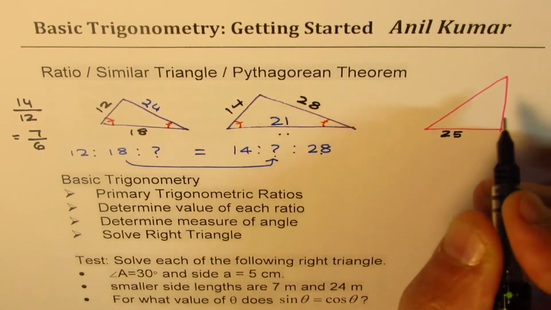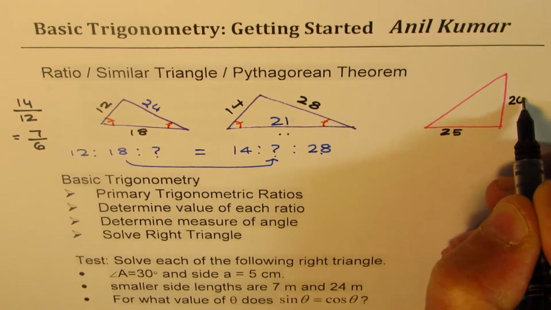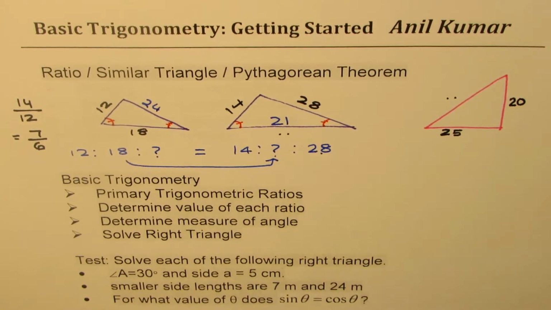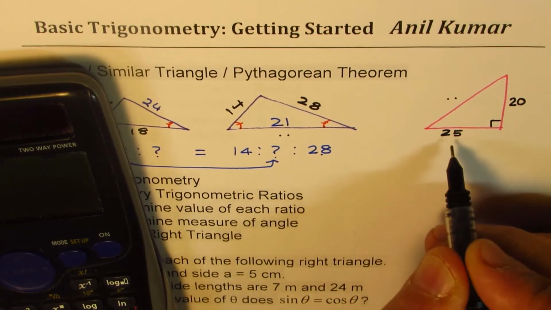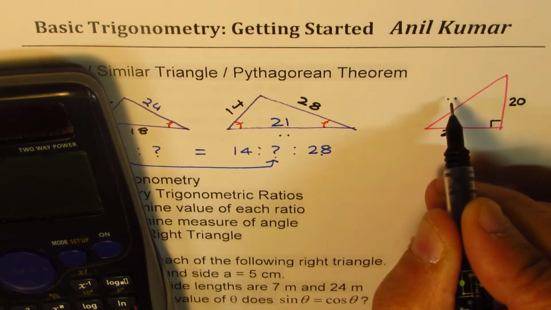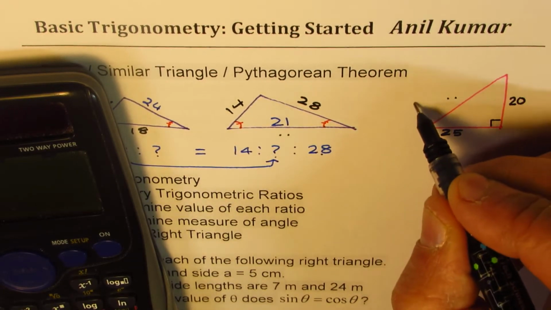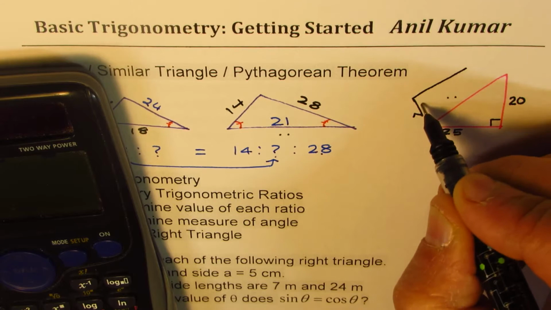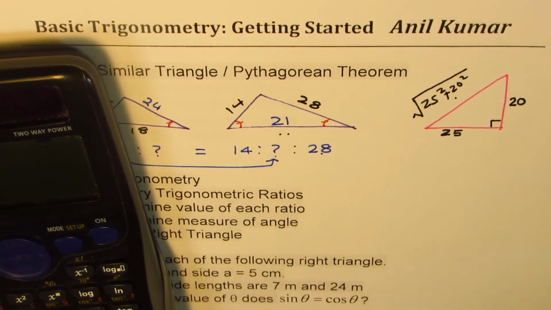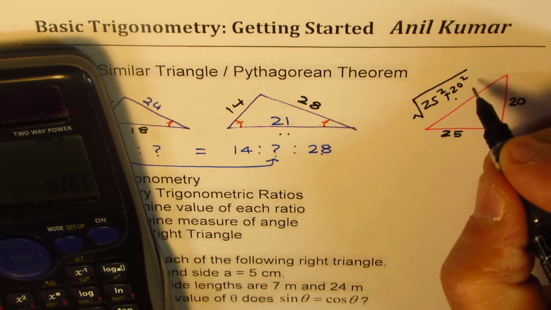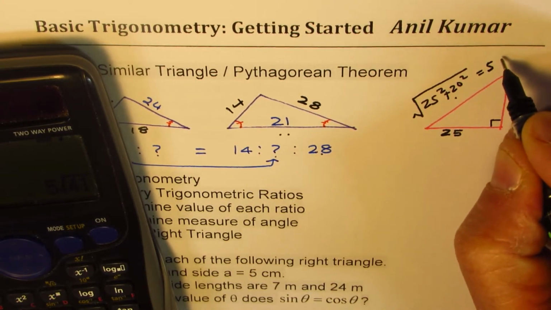25 is a good number. Let us say 20, right? You need to find that side. How will you find the other side? Well, let's use the calculator. We know from Pythagorean theorem that a square plus b square is c square, right? So this side will be square root of 25 square plus 20 square, correct? So we could just find it. So square root of 25 square plus 20 square is equal to our answer, which is 5 square root of 41.